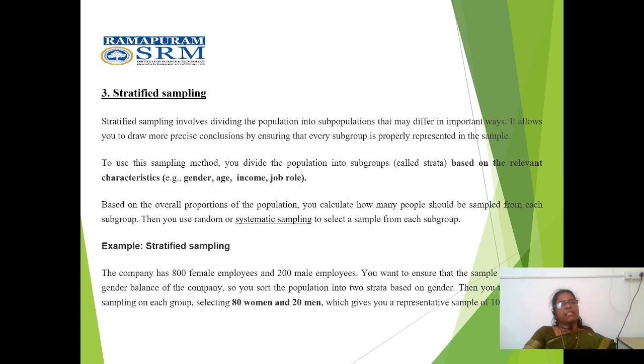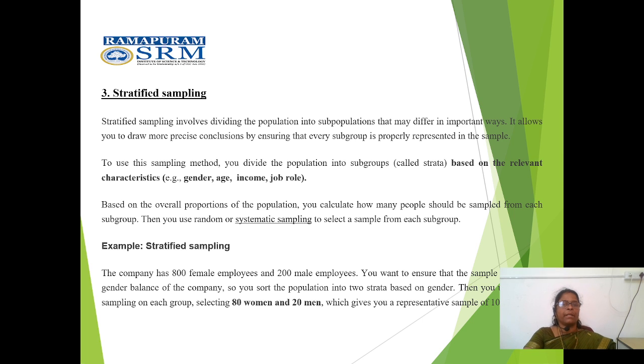Next one is stratified sampling. Stratified sampling involves dividing the population into subpopulations that may differ in important ways. It allows you to draw more precise conclusions by ensuring that every subgroup is properly represented in the sample.